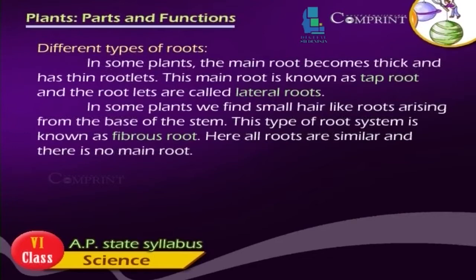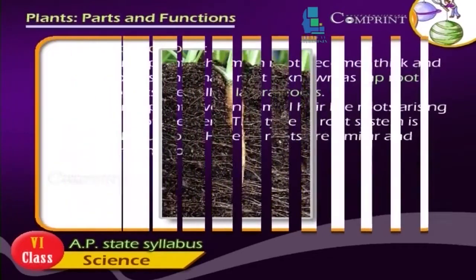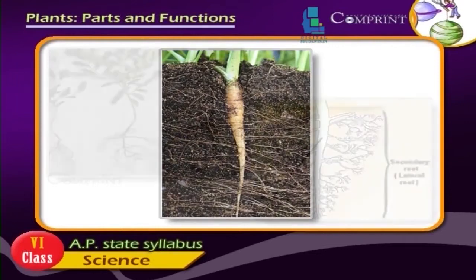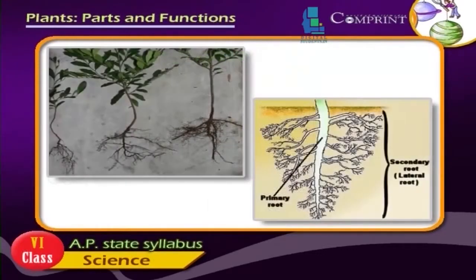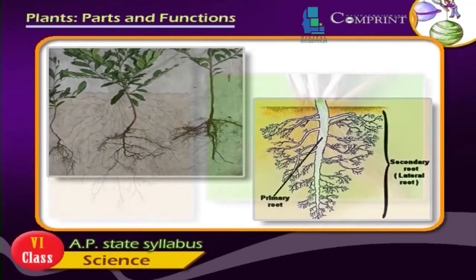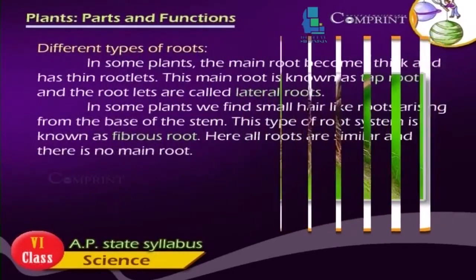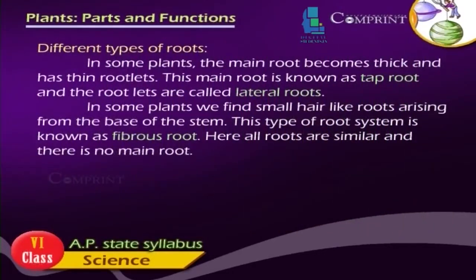Different types of roots. In some plants, the main root becomes thick and has thin rootlets. This main root is known as taproot, and the rootlets are called lateral roots. In some plants, we find small hair-like roots arising from the base of the stem. This type of root system is known as fibrous root. Here, all roots are similar and there is no main root.